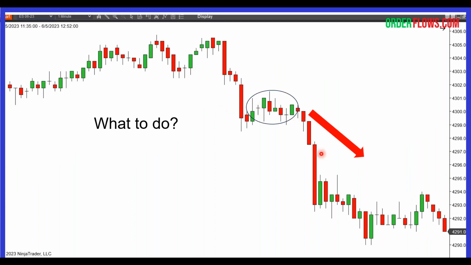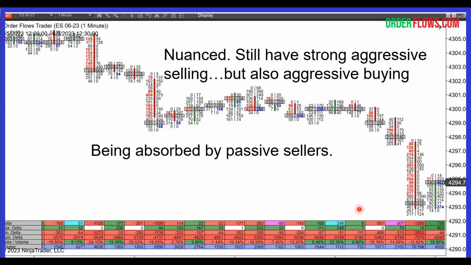In this case, it continued down. And what were the signs? Now, this is a little bit nuanced, okay? But you still have strong aggressive selling. Now, people are going to say, well, you have aggressive buying. These blue numbers in here, blue, blue, blue, blue. Okay, well, yeah, you have aggressive buying. Market's not going any higher. It's being absorbed by passive sellers. What are passive sellers? I talked about that earlier.